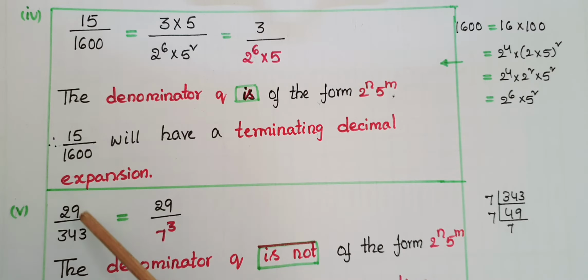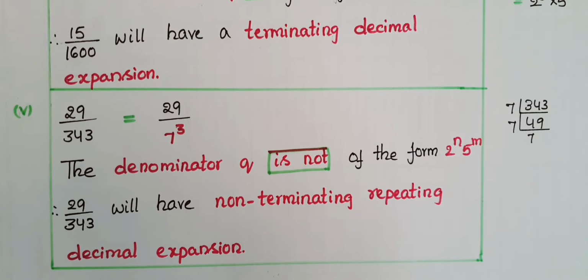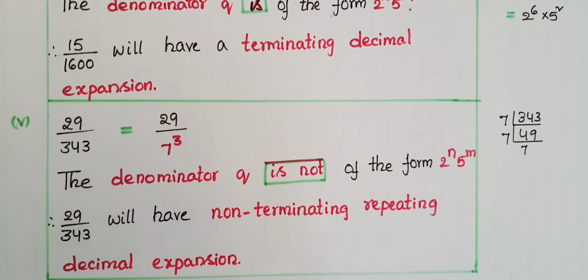Next one is 29 by 343. 343 you can write as 7 cube. The denominator q is not of the form 2 to the power of n into 5 to the power of m. Therefore, 29 by 343 will have non-terminating repeating decimal expansion.